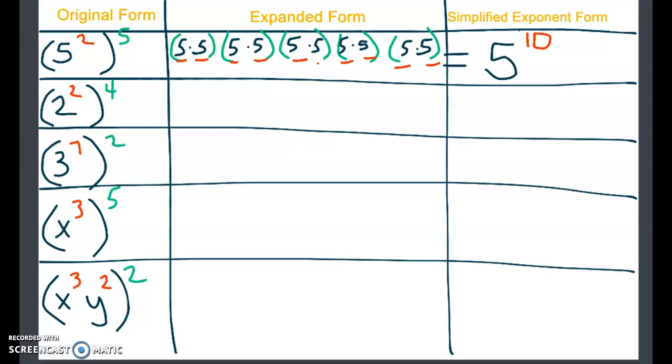Let's try the second one together as well. How many groups will we have? That's right, 4, because it's the exponent on the outside of the parentheses. What will we write within the parentheses? Very good, 2 copies of 2 being multiplied by each other.